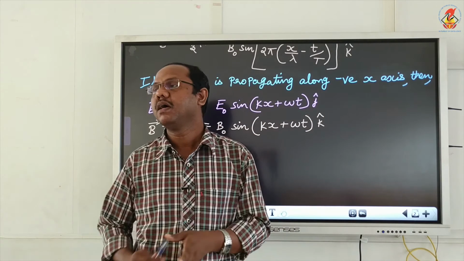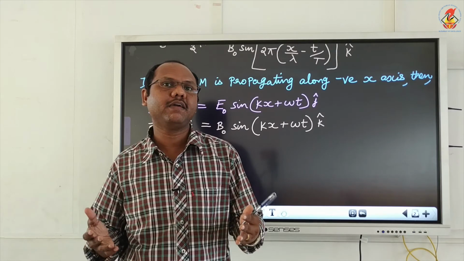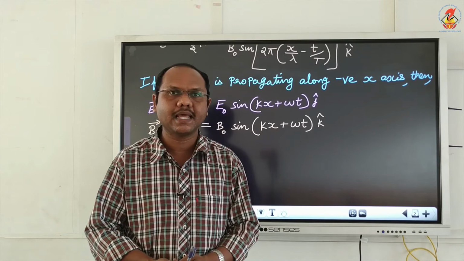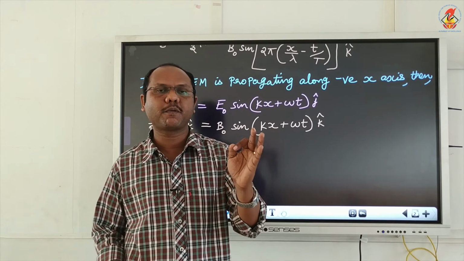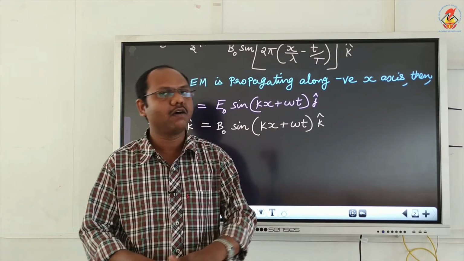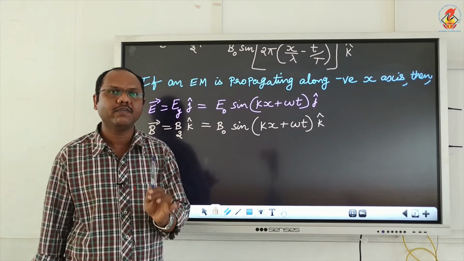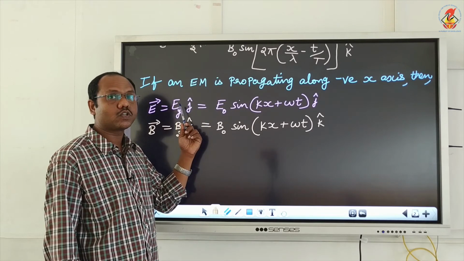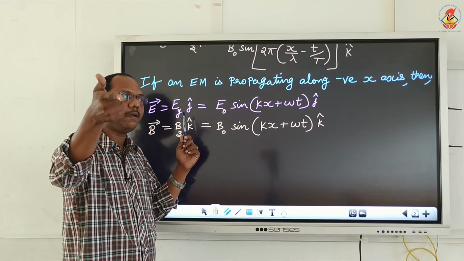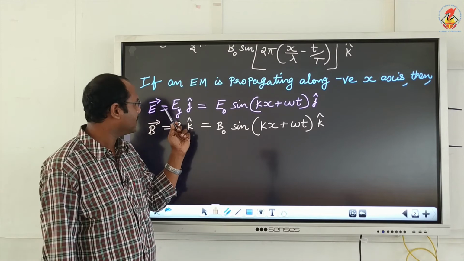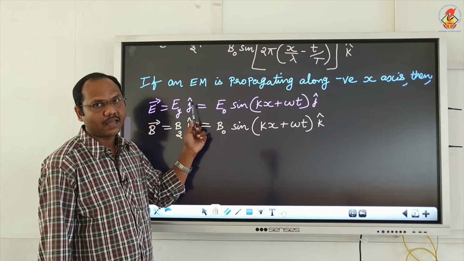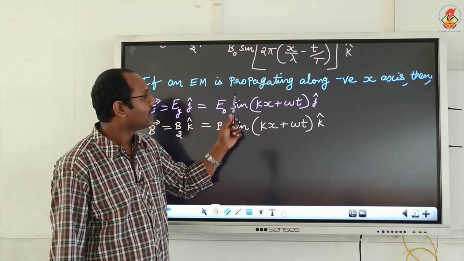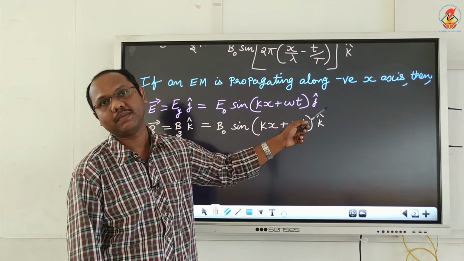Now listen to me. Electromagnetic wave can propagate in the y-axis also. It can even propagate in the z-axis also. So if the EM wave is propagating along the y-axis, how will the equation be? The electric field will then be along the x-axis, so I can say E is equal to Ex into i cap, which is E0 sin(ky − ωt).